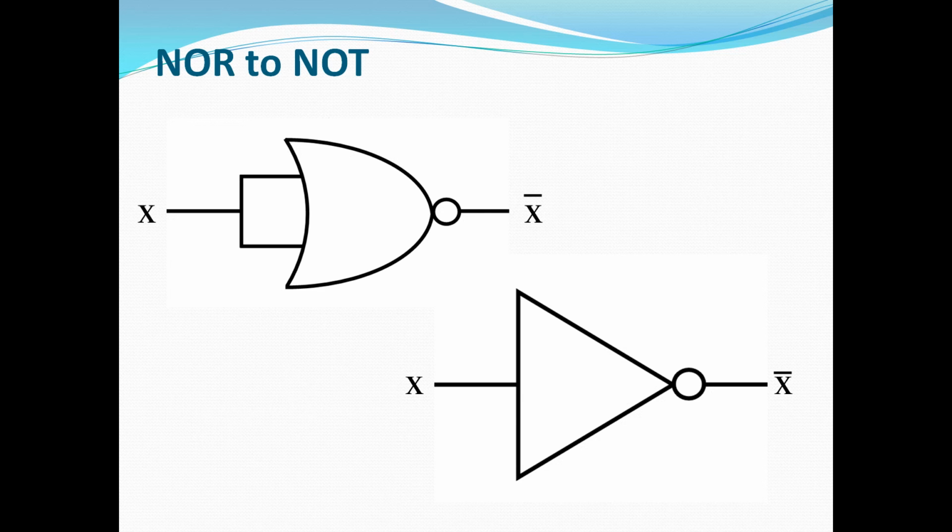First is implementing the NOT gate using the NOR gate. In the first figure and the second figure, we can see a NOT gate. In both figures only one input and one output are used. If the input is x, the output will be x dash. If the input is y, the output will be y dash. Like that, we can implement the NOT gate.